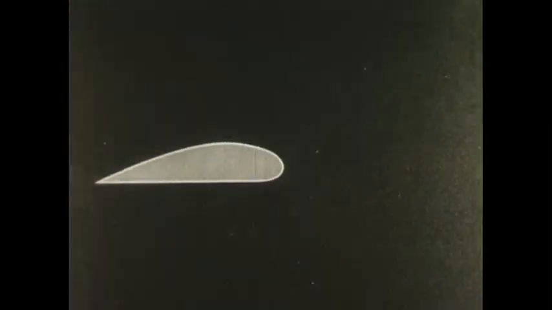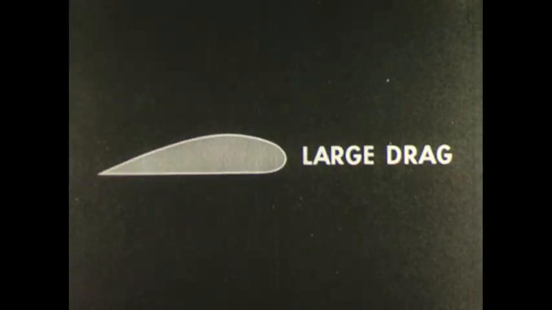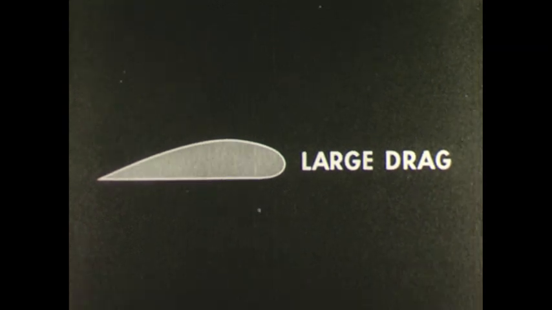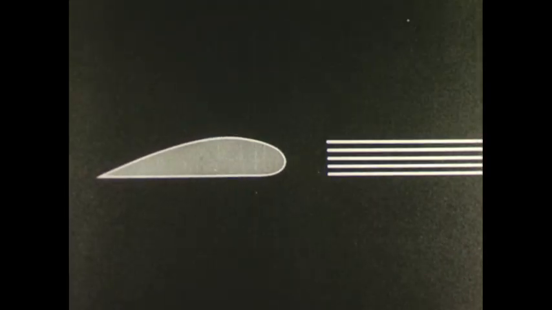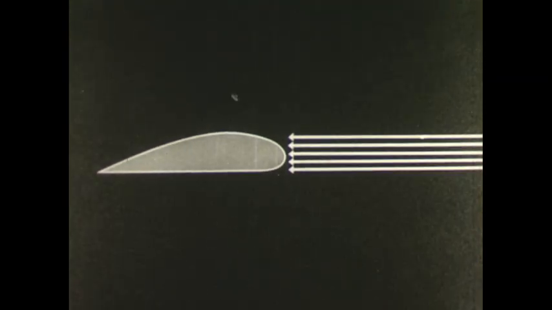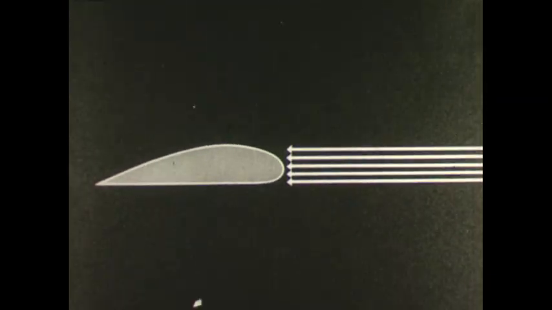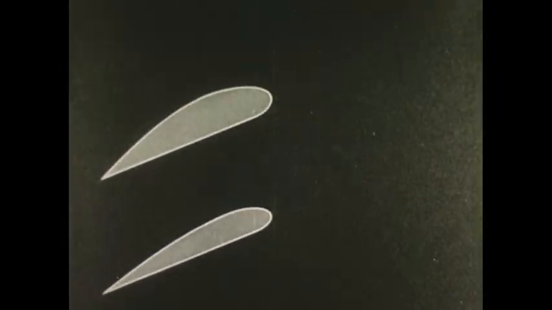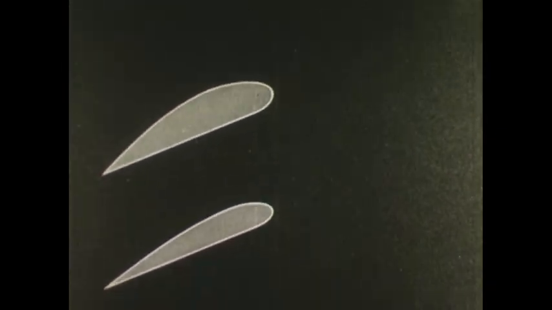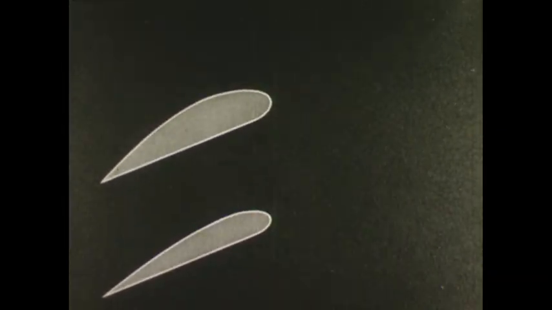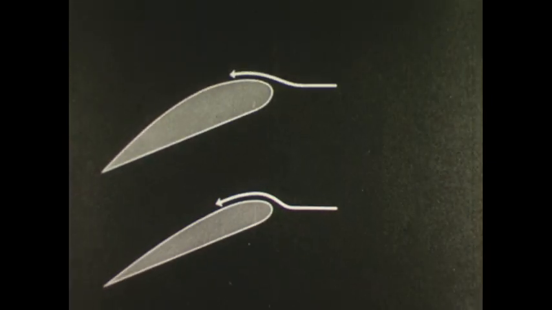A thick airfoil has a relatively large drag at a low angle of attack due to direct impact of the air on its thick leading edge. At larger angle of attack, the thick airfoil has less turbulence and more lift than a thin one, owing to its more gradual change in direction of the airstream just behind the leading edge.